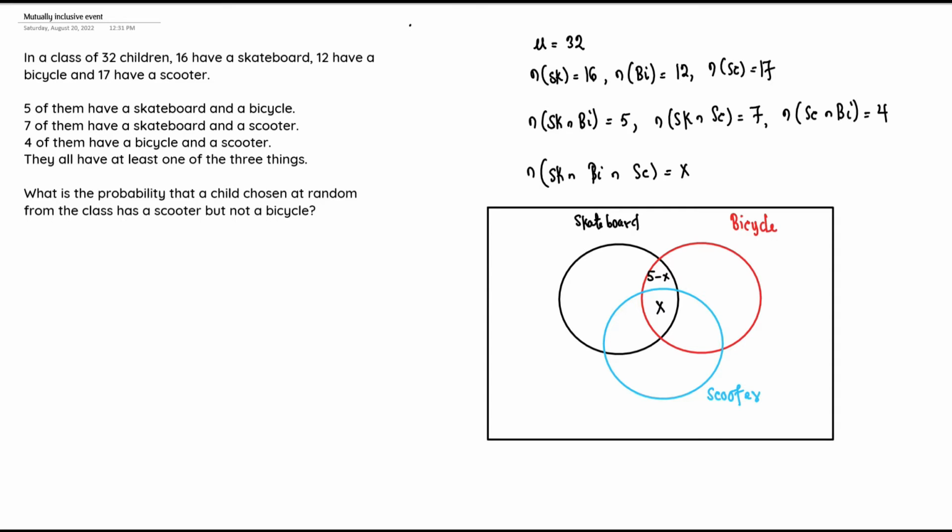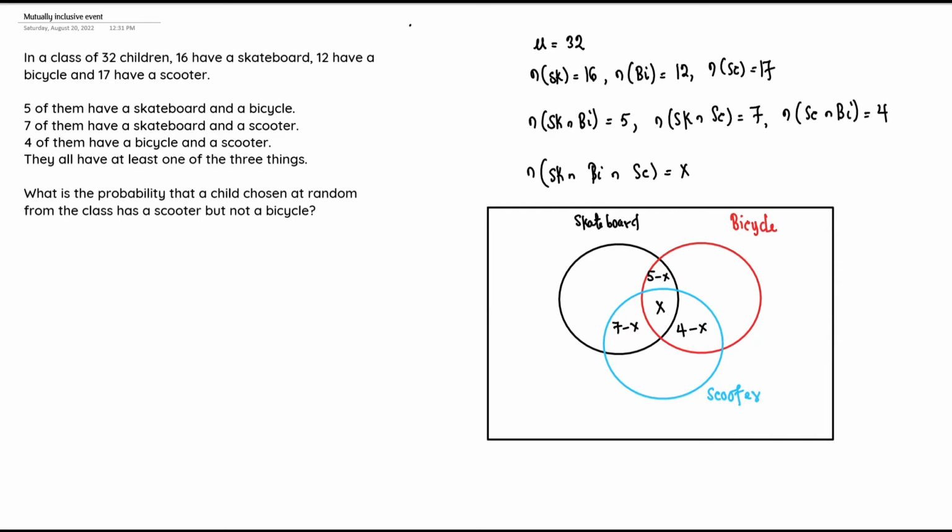So the scooter and the skateboard region is somewhere around here. So this is the region that represents the students that own both the scooter and the skateboard. But as you can see, we also have x taking a bit of space, so that means this region right here is going to be 7 minus x. And the next detail is scooter and bicycle, and we have 4 of them, so definitely here is going to be equal to 4 minus x.